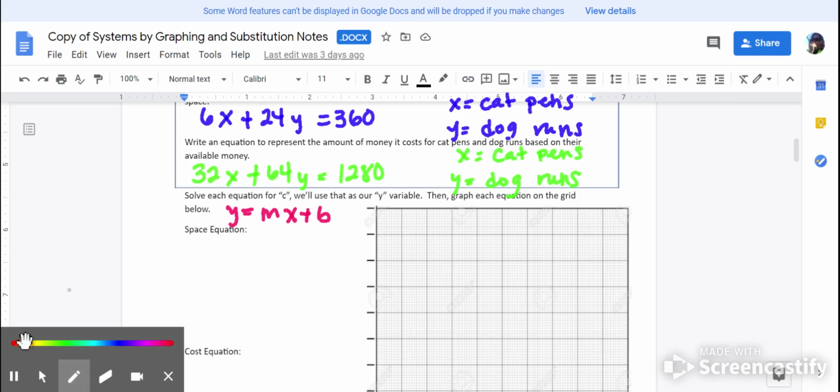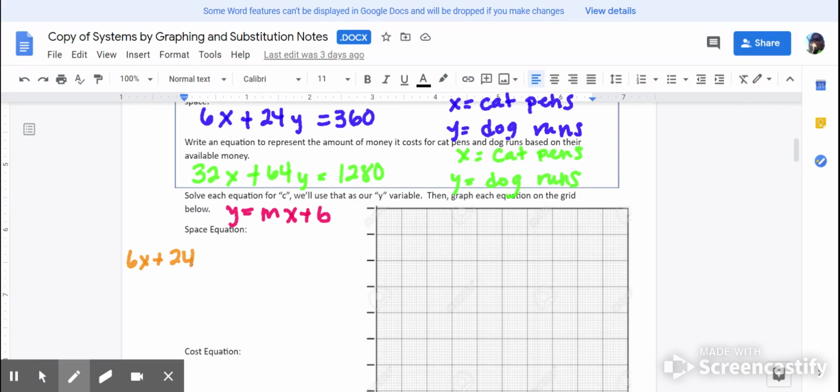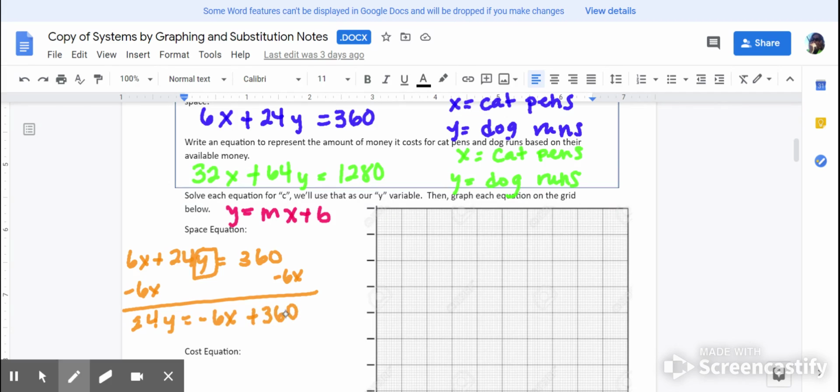So if we start with the space that we had, we have 6x plus 24y, and that's going to equal 360. Well, again, I'm trying to solve for y. I want it to be in y equals mx plus b. So the first thing I'm going to do is subtract 6x from each side. I have to be careful. It's not 360 minus 6 to give me 354. Remember, 360 does not have an x. So I'll be left with 24y equals, and I'm going to put the 6x first, even though it's negative, just so I can keep it in slope-intercept form. So negative 6x plus 360.